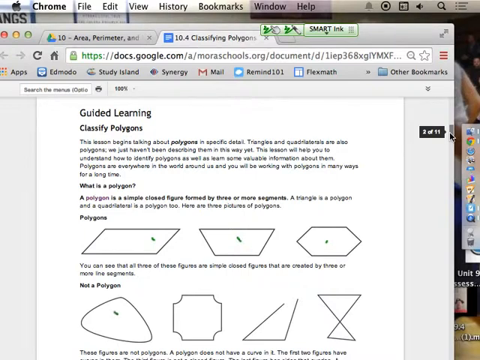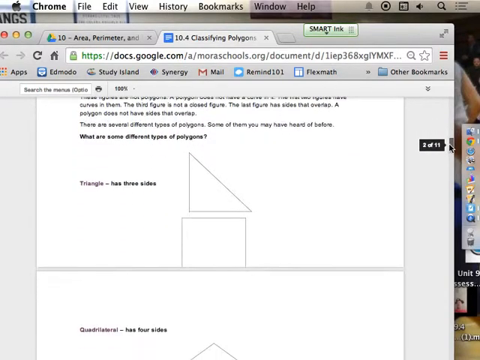Why is this not a polygon? Hopefully you said it doesn't have all straight lines. Why is this not a polygon? Hopefully you said it doesn't have all straight lines. Why is this not a polygon? Not closed. Why is this not a polygon? Because it's two figures actually together. Okay? All right, so that's the first part about polygons.